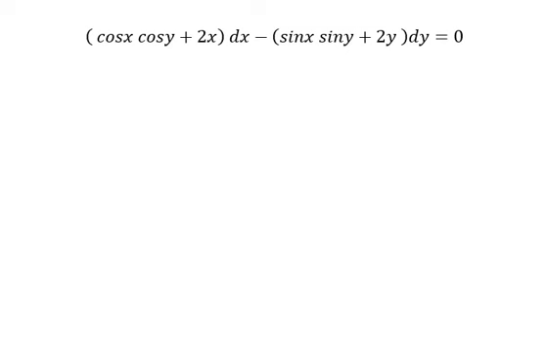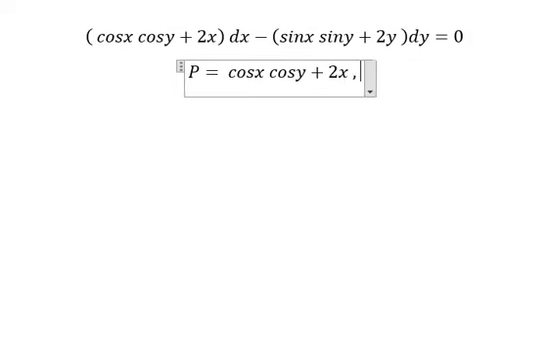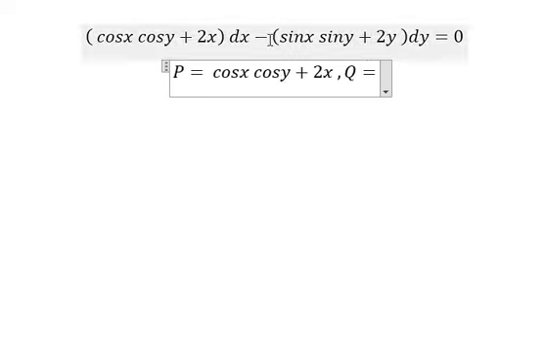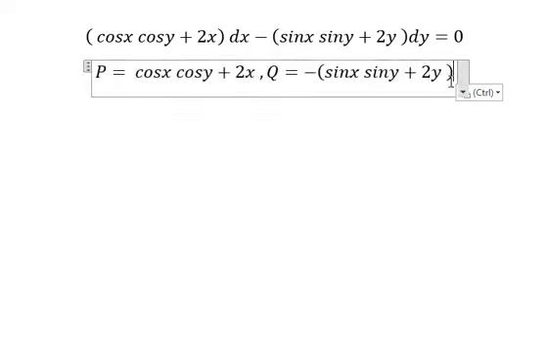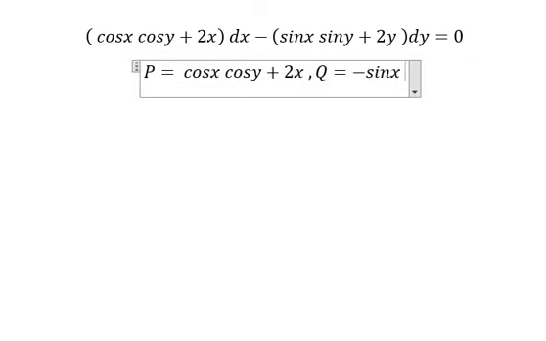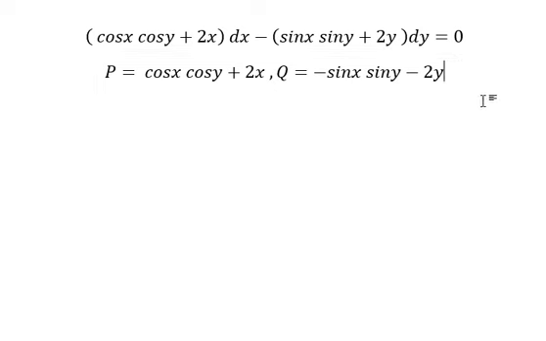I will put P equals to this one and Q equals to this one, including the negative sign in here. So this one should be negative sine x sine y, negative 2y.